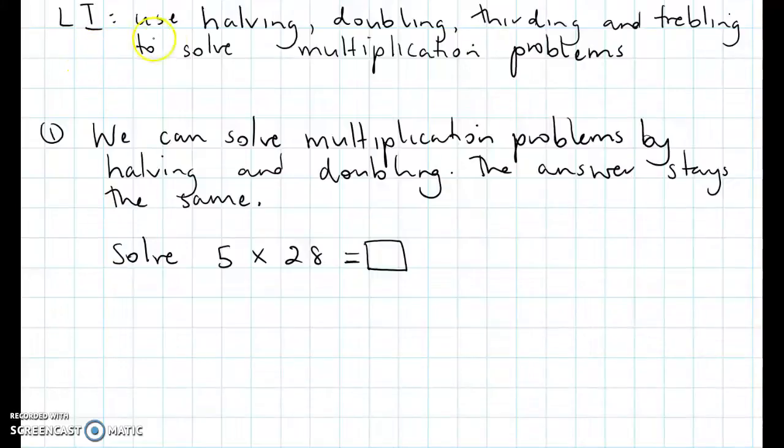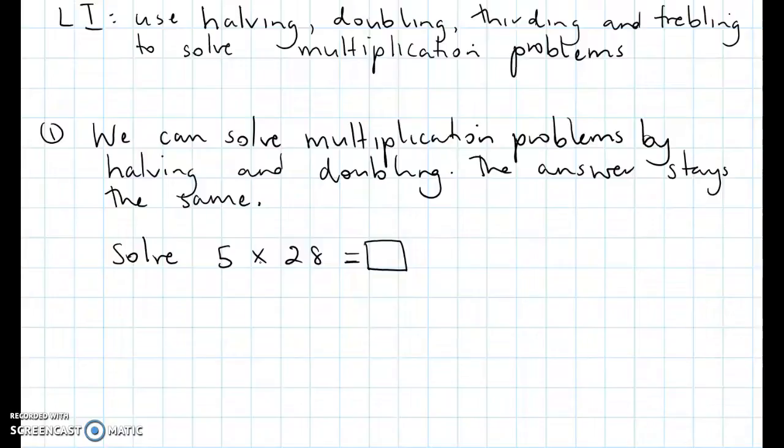Okay, our learning intention is to use halving, doubling, thirding, and trebling to solve multiplication problems. So we can solve multiplication problems by halving and doubling. When we do it that way, the answer stays the same. So, example, 5 times 28 equals, we don't know.